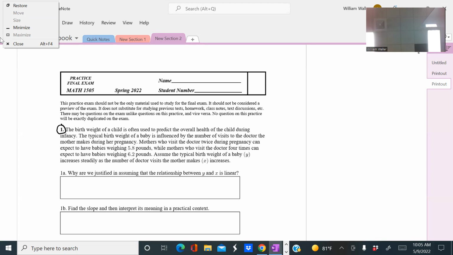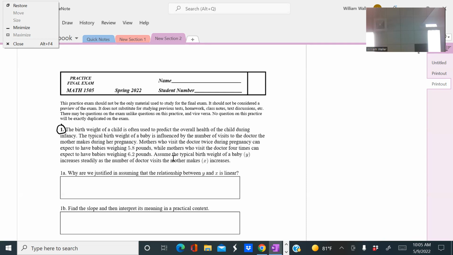Okay, so in this problem, it says the birth weight of a child is often used to predict the overall health of the child during infancy. So usually doctors want the birth weights to be higher, not lower. And it says the typical birth weight of a baby is influenced by the number of prenatal visits that the mother can make to the doctor. So mothers who visit the doctor twice during pregnancy can expect to have babies weighing 5.8 pounds, but mothers who visit the doctor 4 times can expect babies weighing 6.2 pounds, right?